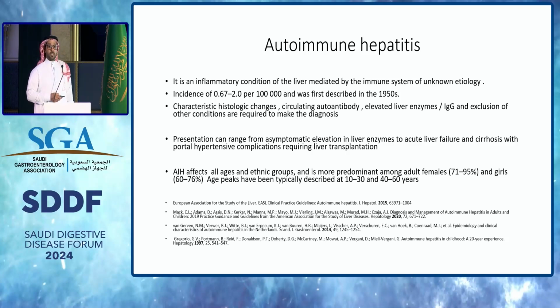We know that the presentation of autoimmune hepatitis is variable. It can range from mild asymptomatic disease, where the only evidence is just elevation in the liver enzymes, to acute liver failure or even end-stage liver disease with portal hypertensive complications.